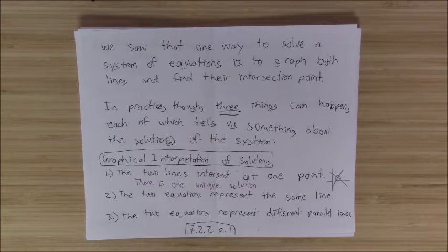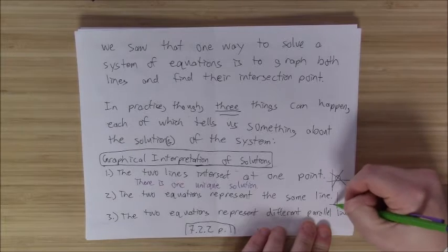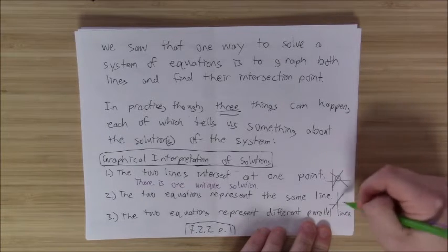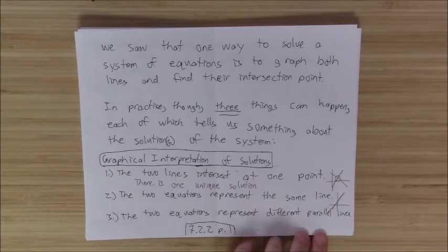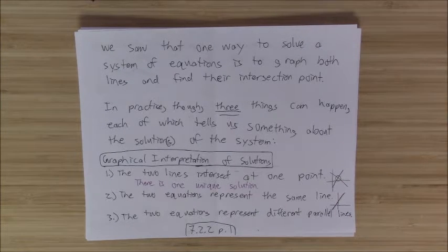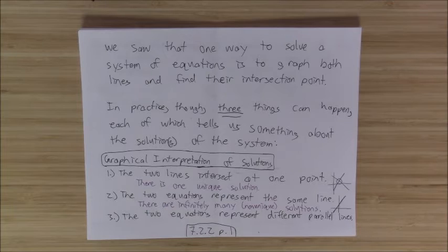On the other hand, the two equations could represent the same line. What that would look like is you graph one equation that looks like that, and then when you try to graph the other equation, you end up with the exact same line. What that would mean is that there are infinitely many, thus non-unique, solutions.